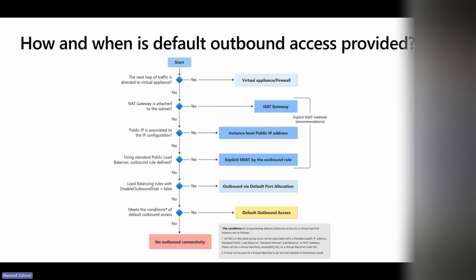If that is not the case, then comes the outbound rules of a load balancer. So let's say you have a load balancer sitting there and the VM is in its backend pool. That's important. Just having a load balancer is not enough. The VM has to be in the backend pool. In that case, that will be used. If none of these conditions are there, then you get the default outbound access.